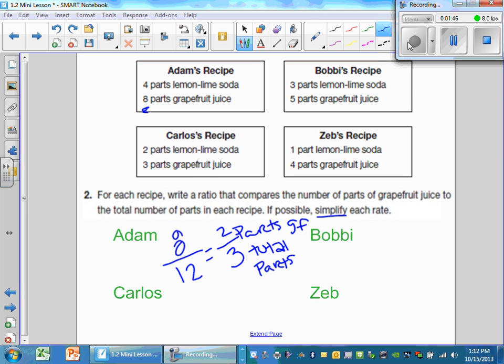Number 3 says, which recipe will make the punch with the strongest grapefruit taste? In order to compare all of the ratios, you need to have a common denominator. So you need to go through and figure out what the common denominator is and switch all of the fractions so that you can compare them, and then tell me who has the strongest grapefruit taste. Press pause and answer number 3.